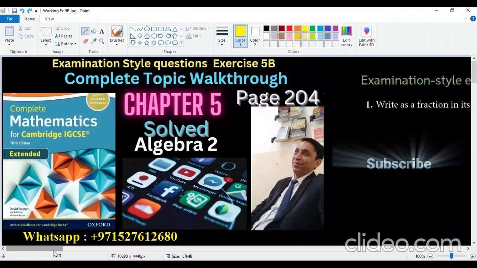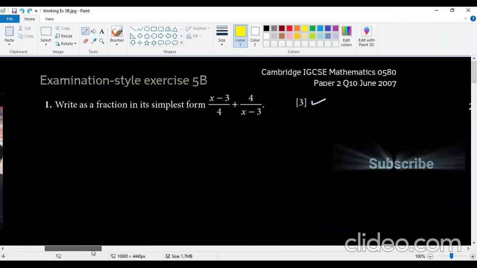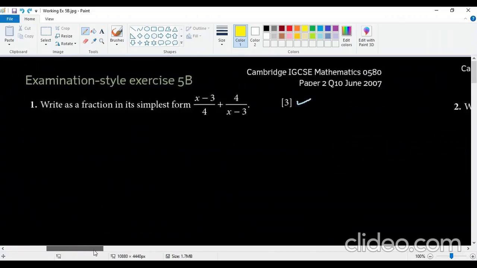I'm taking straight to question number 1. In question number 1, it says to write as a fraction in its simplest form, and marks for these questions are 3. Now I am writing this same question in a different way, which is going to be (x minus 3) over 4 plus 4 over (x minus 3).